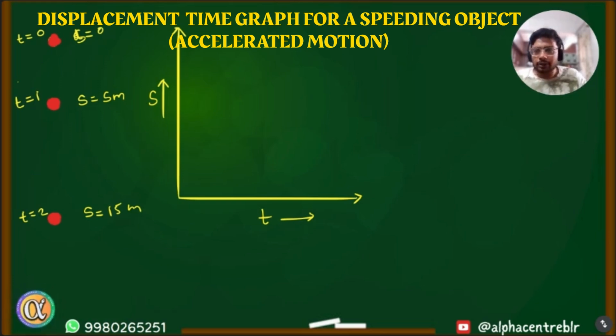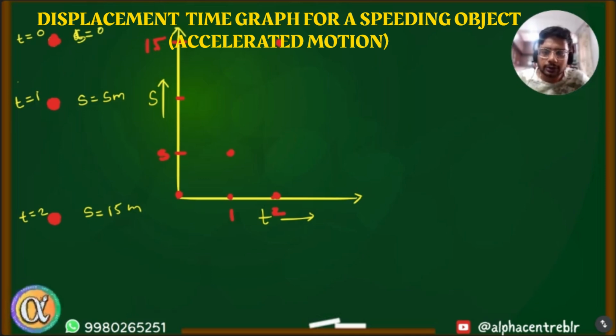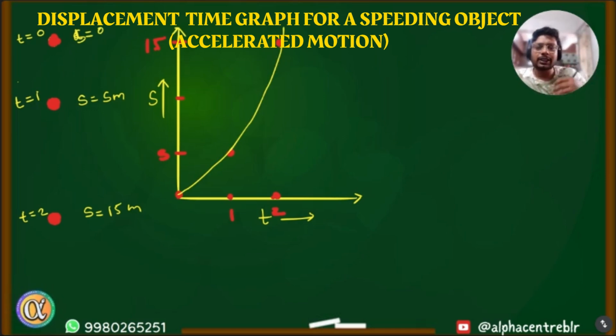So if I plot this information on graph paper, at 0 seconds displacement is 0. At 1 second displacement is 5. Okay, 5 here. At 2 seconds, okay, it's not 10, it's 15. At 2 seconds it's 15. So if I join these points, the line doesn't keep going straight. It starts curling. This happens when the speed continuously increases. The displacement time graph is not a straight line, it's a curved line. It's like a parabola.